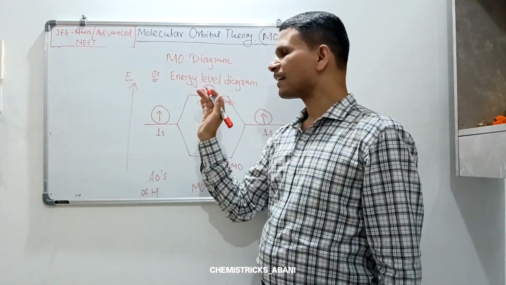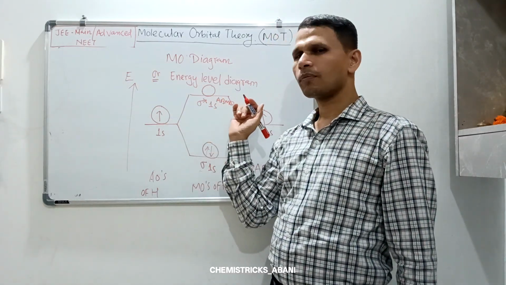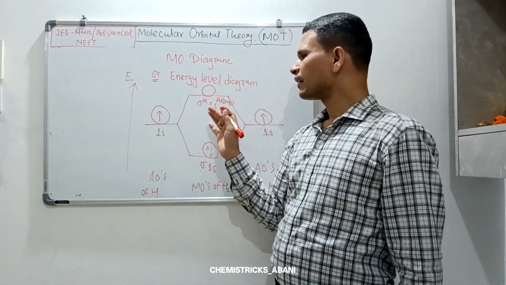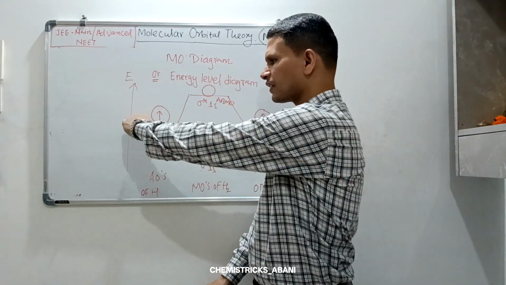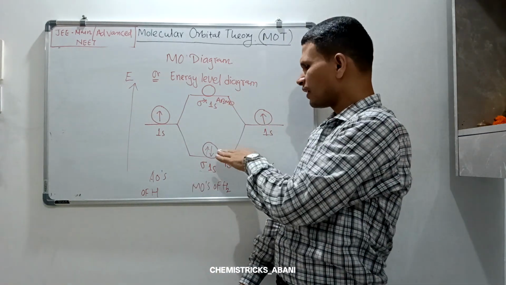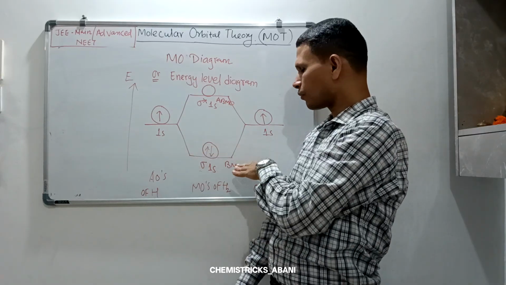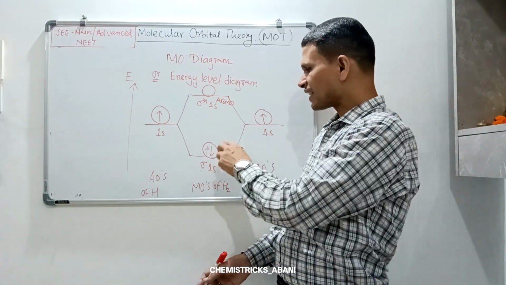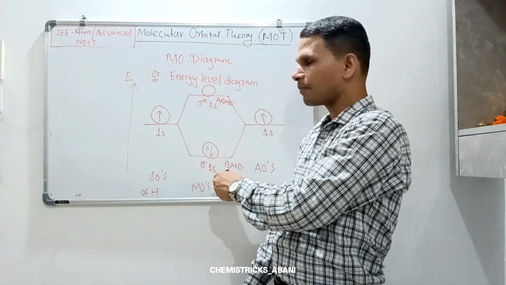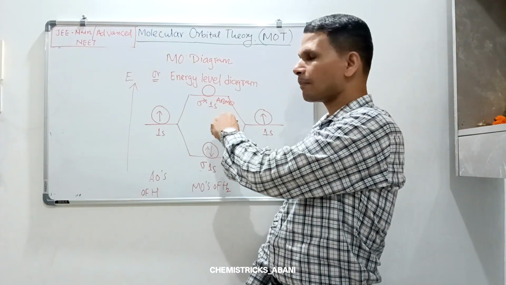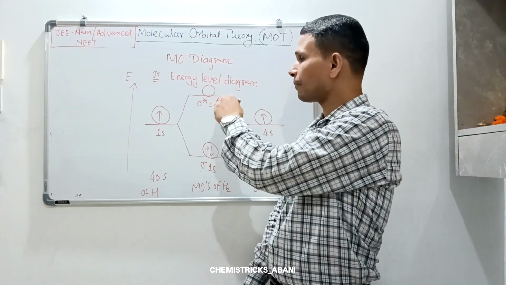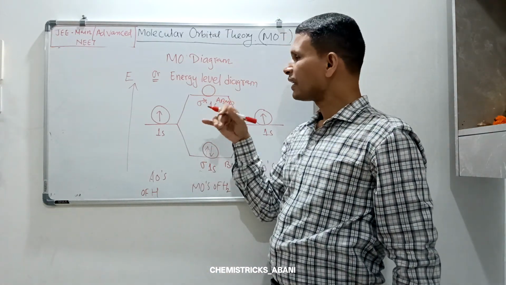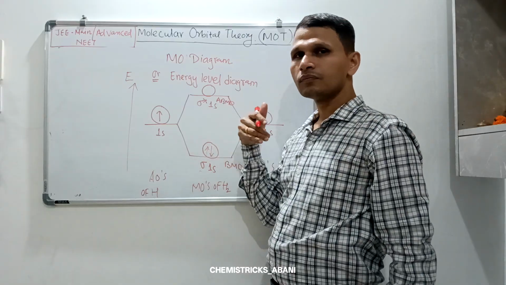This is the energy level diagram or molecular orbital diagram of any type of atom. I can write it this way: this denotes the energy level of atomic orbital, and this denotes the energy level of molecular orbital. For bonding molecular orbital, the energy is less, so stability increases. This is more stable. For anti-bonding molecular orbital, stability is less and energy is more. If energy is more, there is always less stability. If energy is less, there is always more stability.